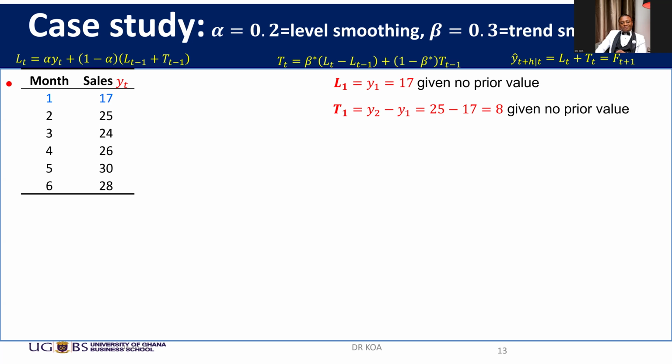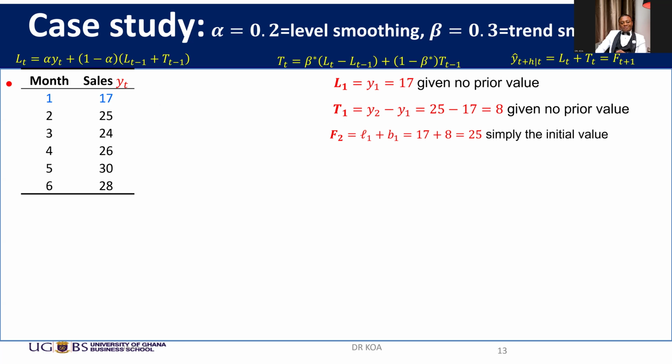Any question, anything that is not clear? Okay. So now we know L1 and L2. What can we do? We can now use this L1 and L2 to do our forecast. But this forecast will not be for the first period. It will be for the second period. Now, why? Because remember, we are doing a one step ahead forecast.